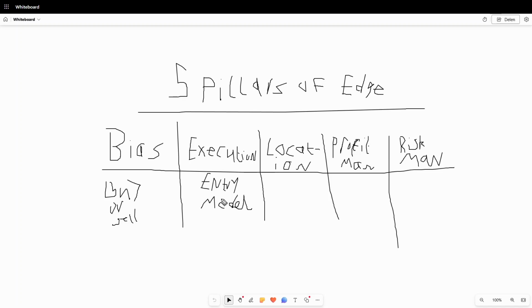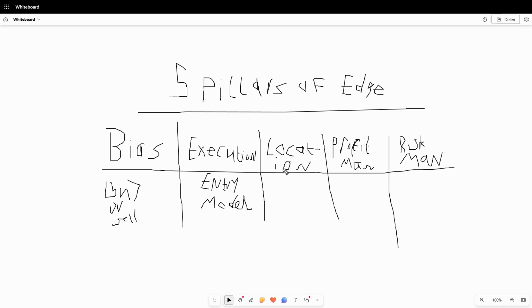I'm really strict with my entry model because it's very important for my edge. It saves me a lot from losses and it picks high probability entries. Of course, I still get losses, everyone gets losses, but with my entry model I minimize my losses to the bare minimum.